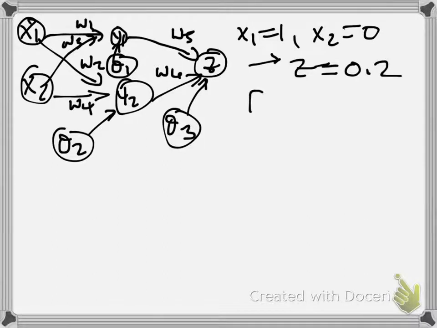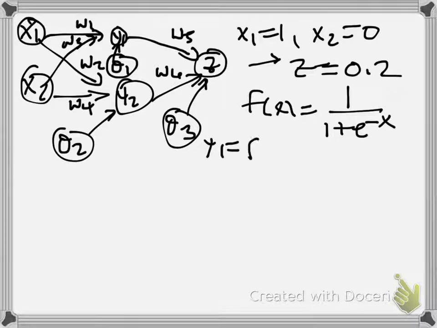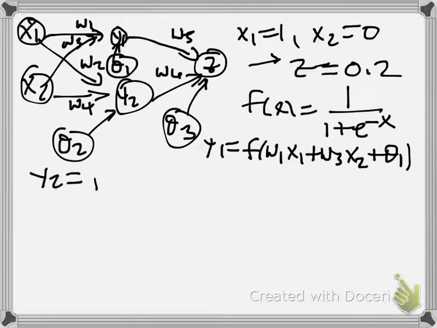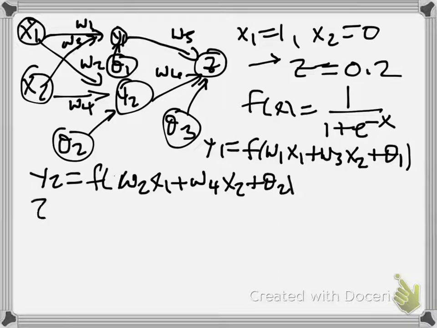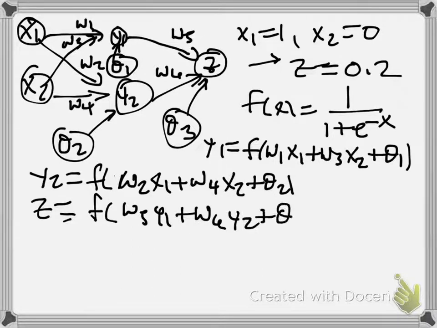That should imply that Z equals 0.2. We've got a sigmoid as a nonlinearity. You can look back at the last video if you want to look at all our previous update equations. Let's just write them again. Y1 equals F of W1 X1 plus W3 X2 plus theta 1. Y2 equals F of W2 X1 plus W4 X2 plus theta 2. And Z equals F of W5 Y1 plus W6 Y2 plus theta 3.